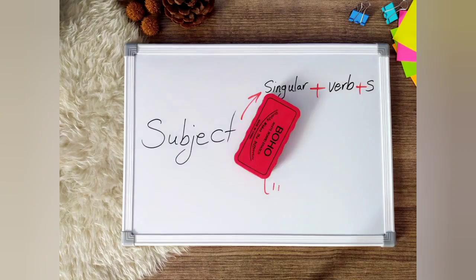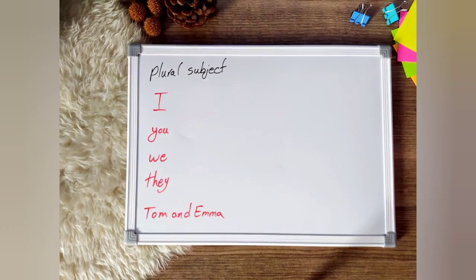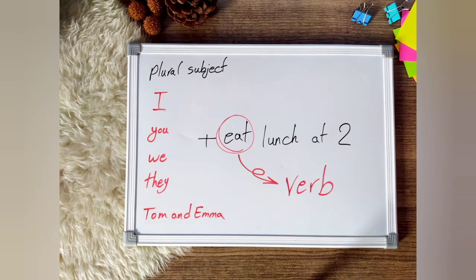Let's see the examples. We have I, you, we, they, Tom and Emma as our subjects. So, the sentence is like this. I eat lunch at 2. You eat lunch at 2. Tom and Emma eat lunch at 2. And so on.